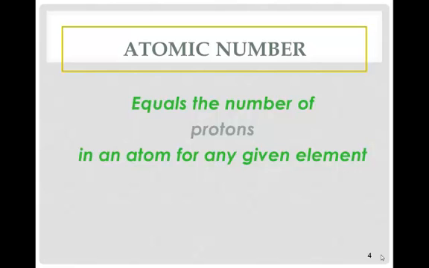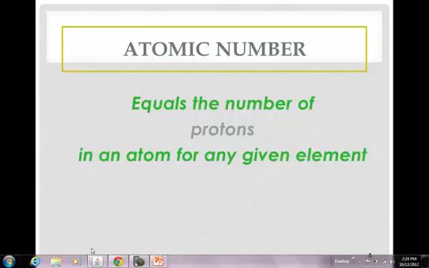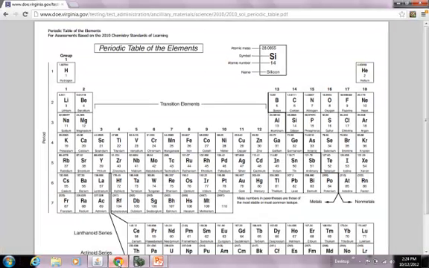The atomic number equals the number of protons. So if we look at our periodic table, we can determine what neutrons or protons that an atom has by looking at the periodic table. So let's go ahead and look. If we look at lithium, we can see lithium has the atomic number 3, so that means it has 3 protons.